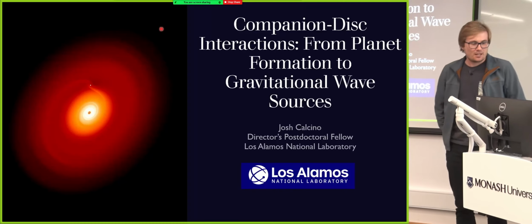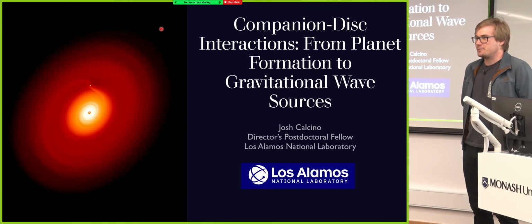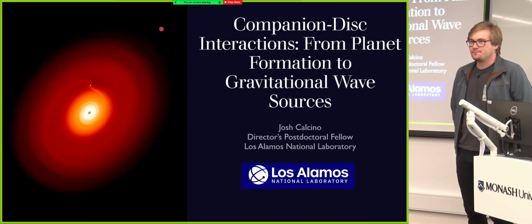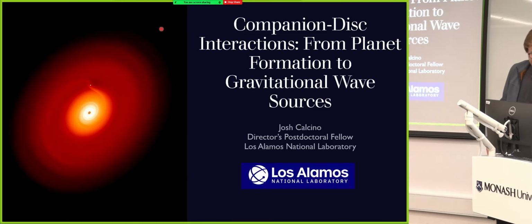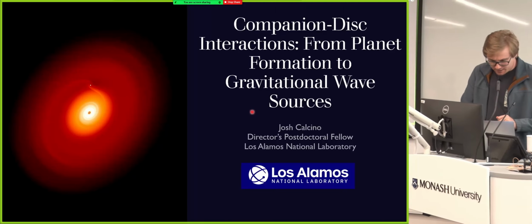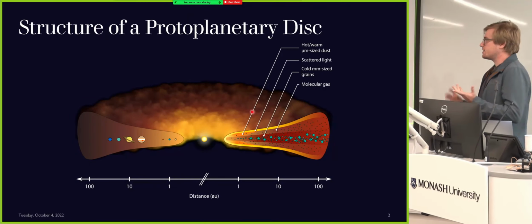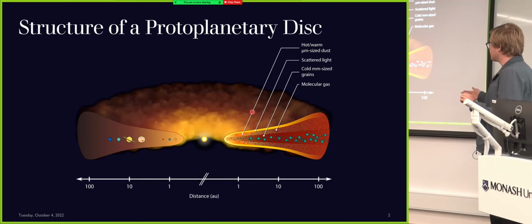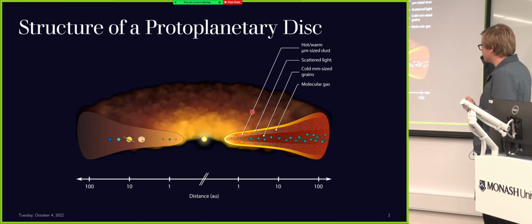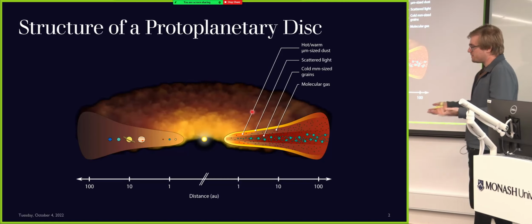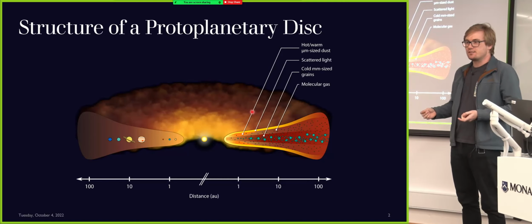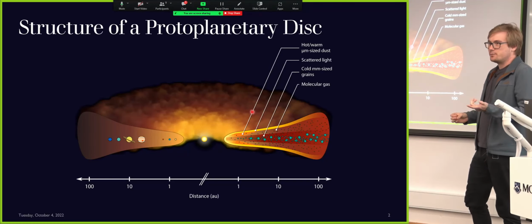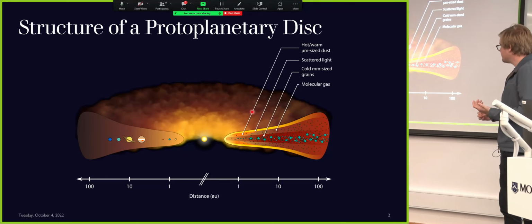But yeah, I'll be talking about some of my work on protoplanetary discs. Let's just get into it. So just to give a really basic introductory slide on the structure of a protoplanetary disk to give some context. Protoplanetary disks are disks of gas and dust that exist in the early stages just after the star itself is formed.